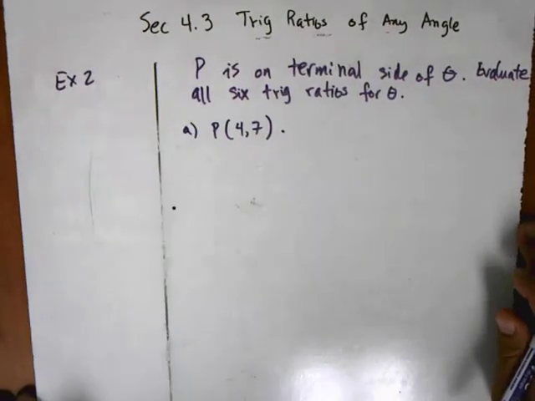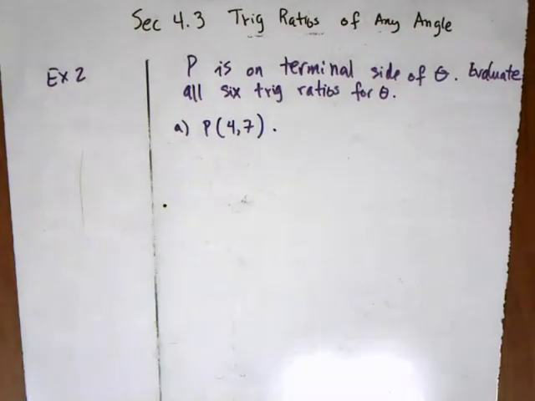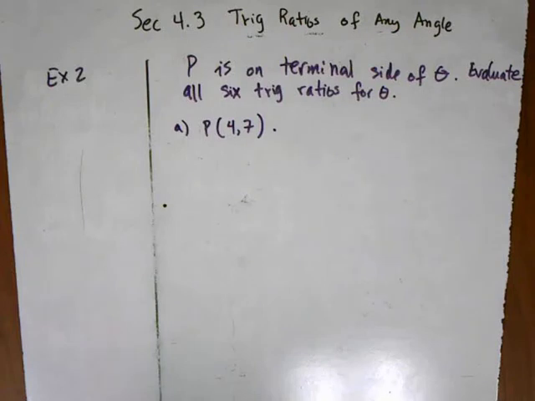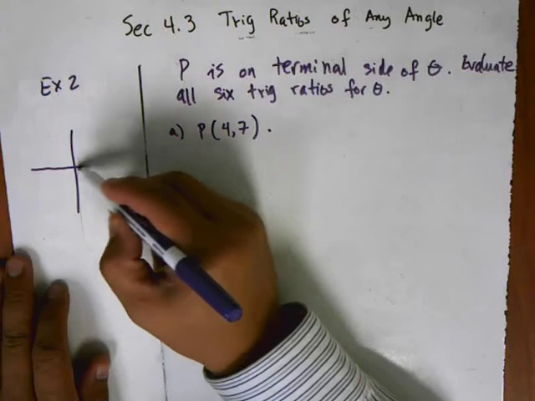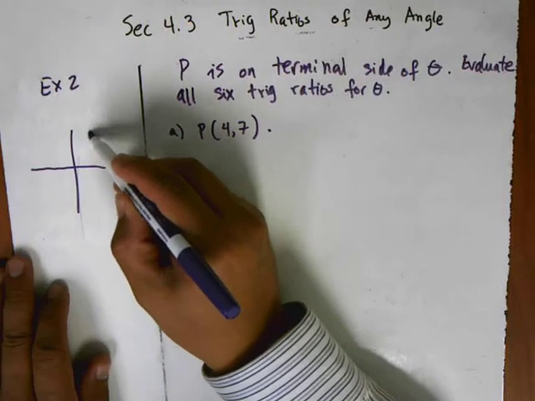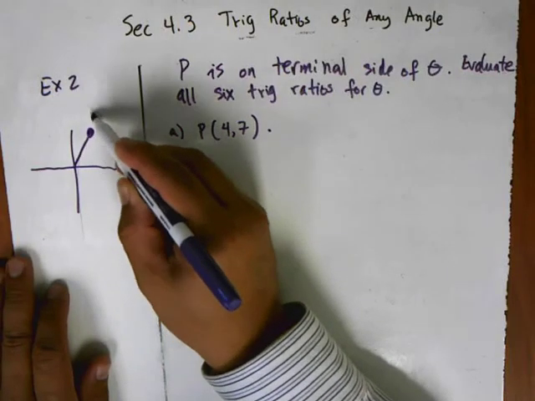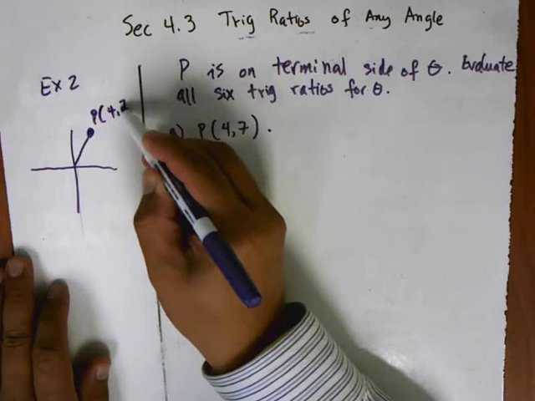So we have a few examples here that say that P is on the terminal side of angle theta. Evaluate all 6 trig functions, or 6 trig ratios for theta. The first one has us doing P is at the coordinates of 4, 7. So go over 4, approximately up 7. This is P, 4, 7.